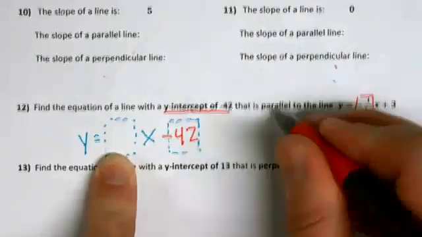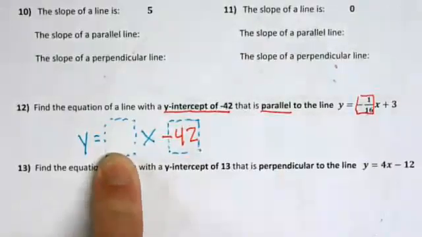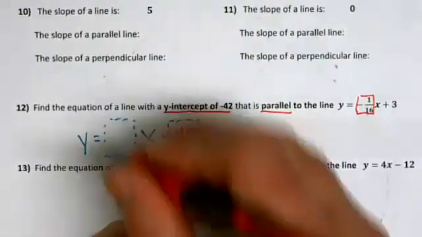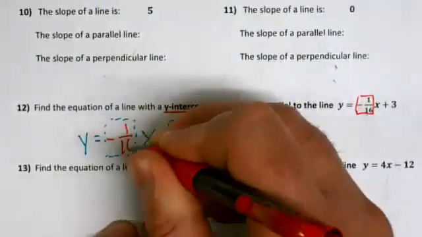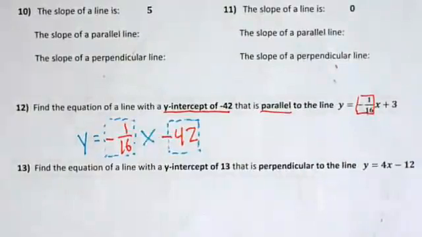And if we want it to be parallel to that, then we need to use the same one, or do we need to change it? Same exact one. So we're going to use -1/16. And there we go. We're finished with that problem. We have written the equation. All right, so that's what you're going to be doing in 13, 14, and 15.